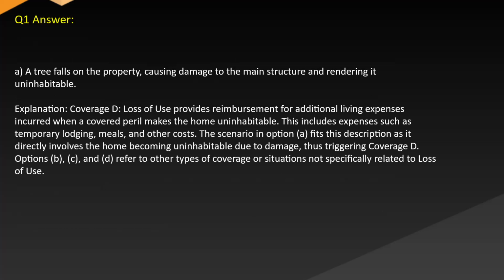Answer A. A tree falls on the property, causing damage to the main structure and rendering it uninhabitable. Explanation. Coverage D, loss of use, provides reimbursement for additional living expenses incurred when a covered peril makes the home uninhabitable. This includes expenses such as temporary lodging, meals, and other costs. The scenario in option A fits this description as it directly involves the home becoming uninhabitable due to damage, thus triggering coverage D. Options B, C, and D refer to other types of coverage or situations not specifically related to loss of use.